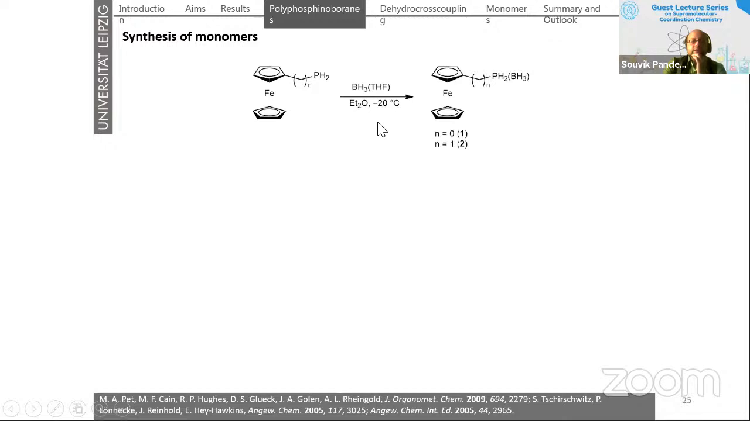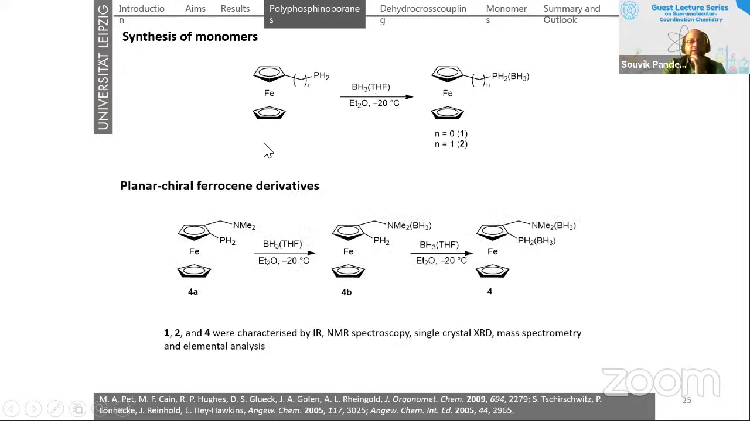You can see I get, this is a little bit wrongly mentioned here. Actually, this is not BH3THF. So here, first we have the monomer, the PH2. We have to get the BH3THF, and then we polymerize it with the rhodium catalyst. So this is a little bit wrongly written here. This is a mistake. When I share the slide, I'll change this.